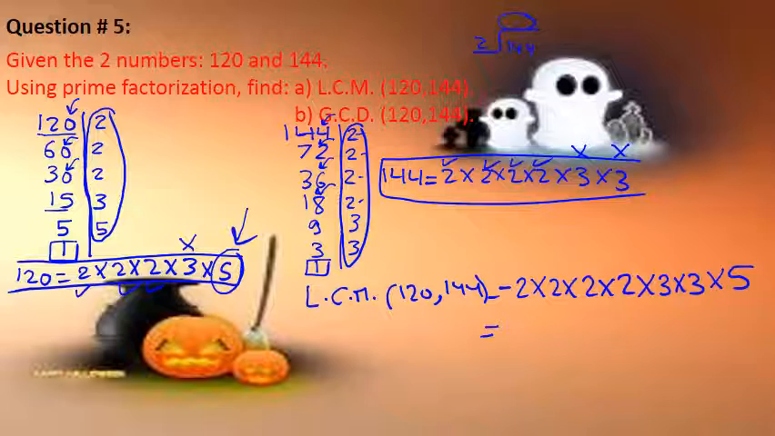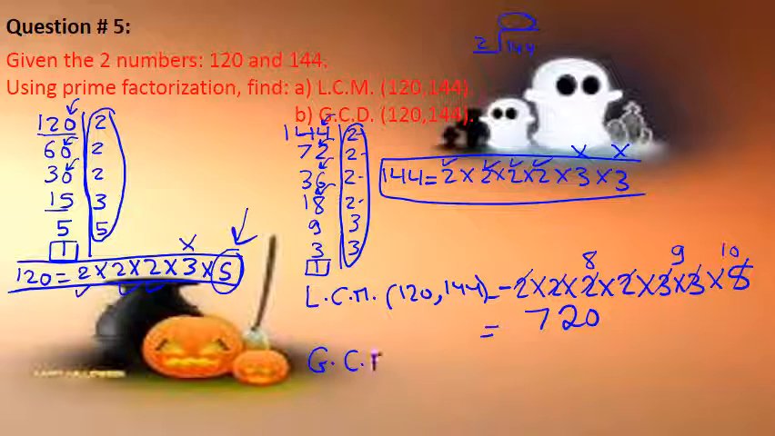Now if I want to multiply and get the answer, it's very easy to multiply. 2 times 5 is 10. Now we multiply. 3 times 3 is 9. 2 times 2 times 2 is 8. 8 times 9 is 72, times 10 is 720. See, it's very easy to perform our multiplication.